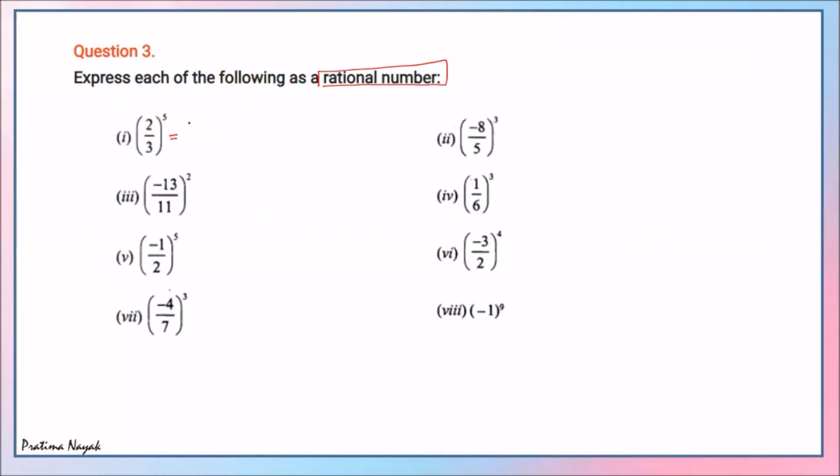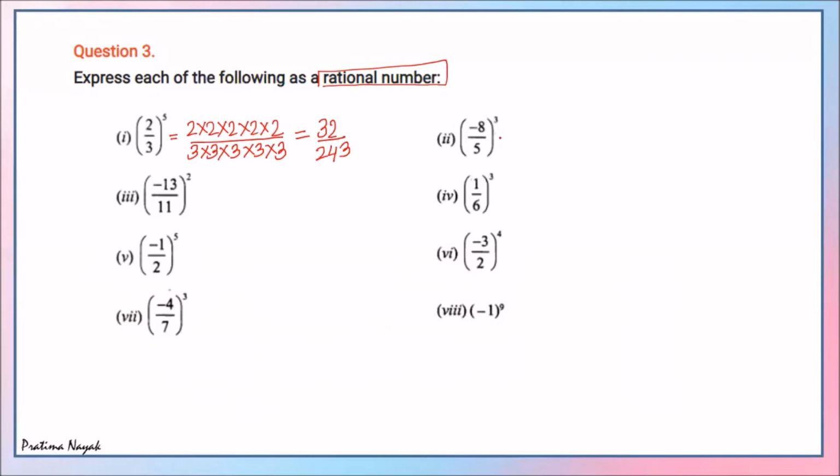2 multiplied how many times? 5 times. So I'll write 2 multiplied by 2 multiplied by 2 multiplied by 2. Similarly, 3 will be multiplied 5 times. Then we'll write the whole product. So 2 multiplied 5 times: 2, 4, 8, 16, 32, and 3 multiplied 5 times: 3, 9, 27, 81, 243. So this is the answer of part 1.